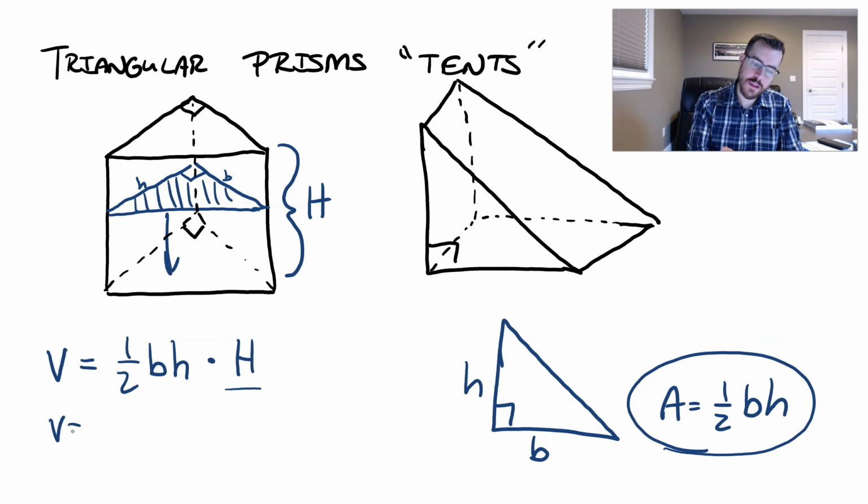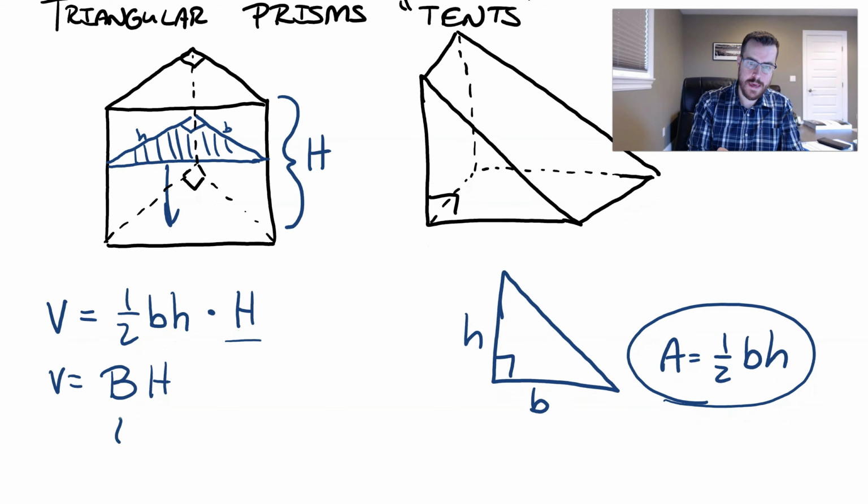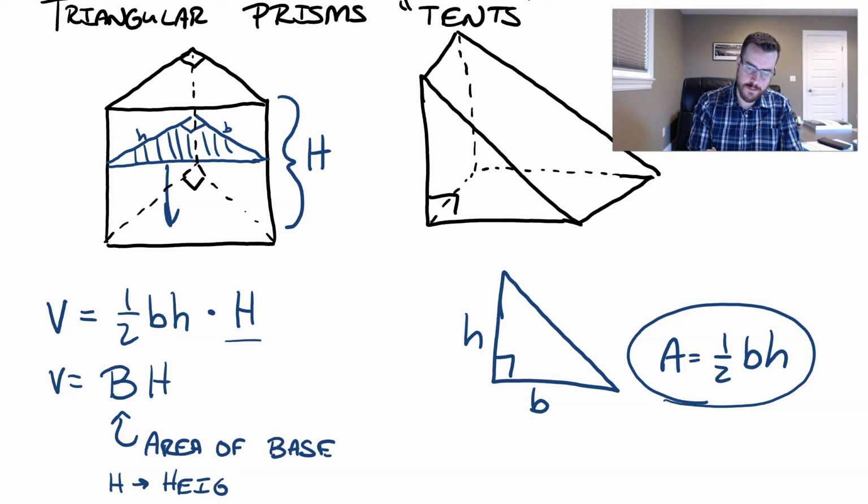And this is more commonly why we write the volume of prisms as B times H, where B is the area of the base, and that H we call the height of the prism. Okay, but that's all you do.